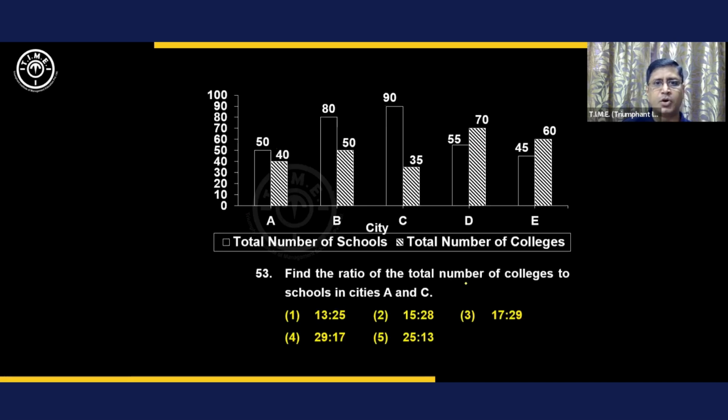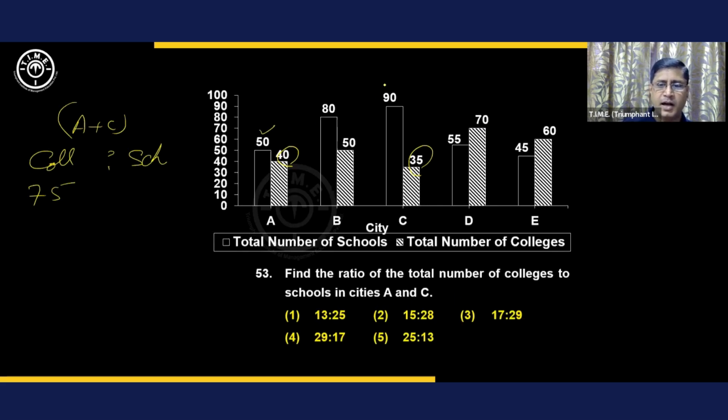Find the ratio of the total number of colleges to the schools in the cities A and C. What to find here? The ratio of the total number of colleges to schools in A and C. What is the total number of colleges here? It is 40 and 35. 40 and 35 means it is 75. Then what about the A and C schools? Now 50 and 90. That is 140.